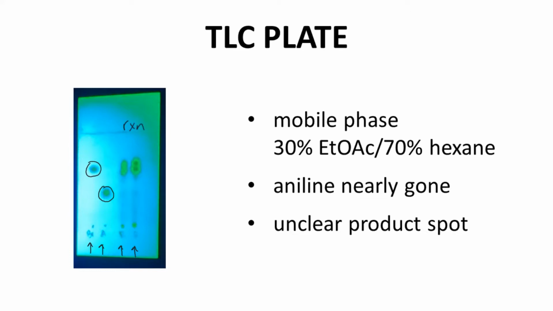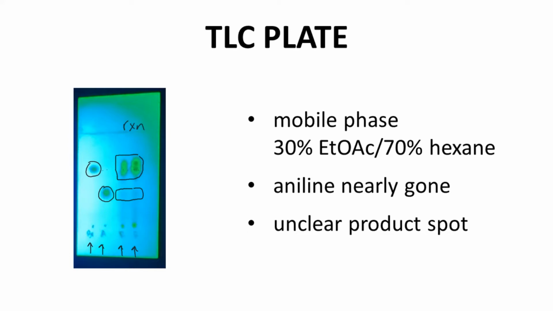And here's what we see. So it's not completely clear to me. The mobile phase for this was 30% ethyl acetate, 70% hexane. Notice that the aniline, there might still be a little bit of aniline there, but it's basically gone. Now, what is not so clear is the bromoacetophenone. There could be some bromoacetophenone. Doesn't look like it perfectly lines up, but maybe there is. There are definitely, looks like, multiple spots up here.